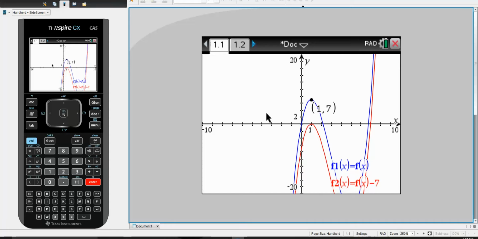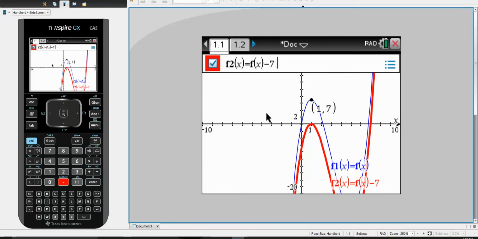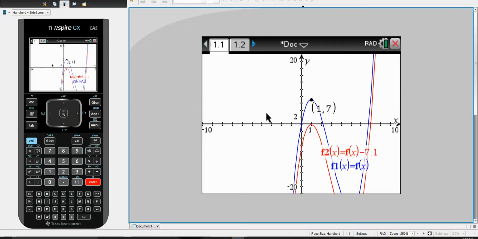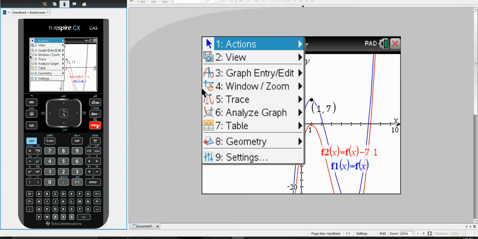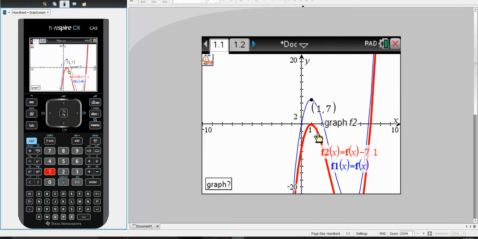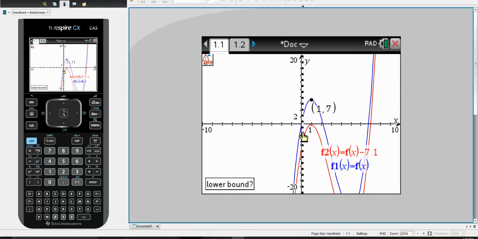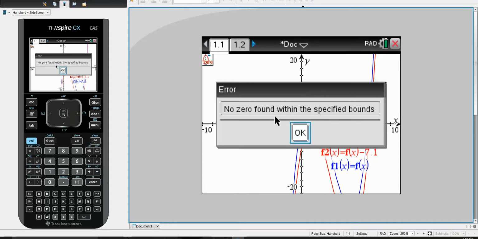So as long as W is less than -7, I'm good. So for example, -7.1. It should be slightly off the x-axis. And I can prove that to you by doing this. Menu 6.1. If I asked you to find from here to here, you see there's no x-intercept. And all I did was just 7.1. There's no 0 found within the specified bounds. You see what I'm doing?